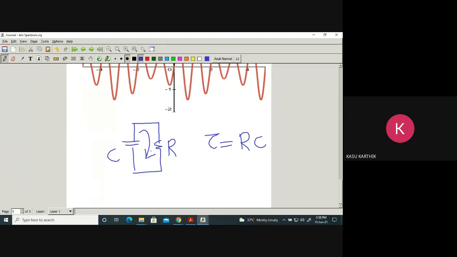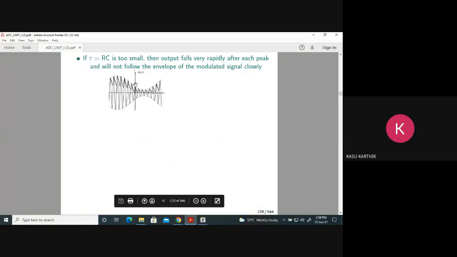Now, this is a discharging path. This is how it discharges. Tau equal to RC. What is RC? It is the discharging time constant. Suppose tau equal to RC is too small. It means the time constant is small, which means it discharges within a short time, which means it discharges fast. What will happen if it discharges fast?